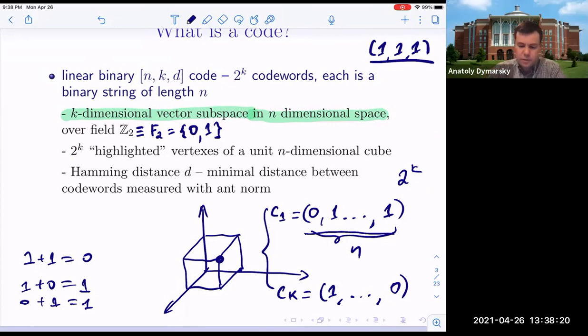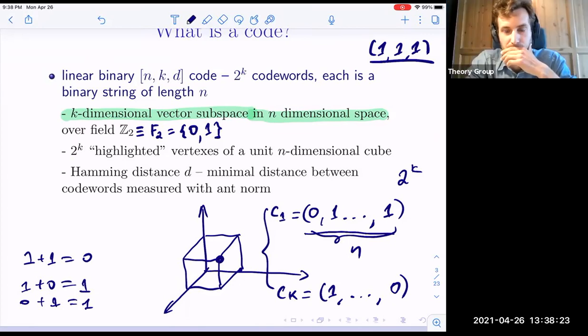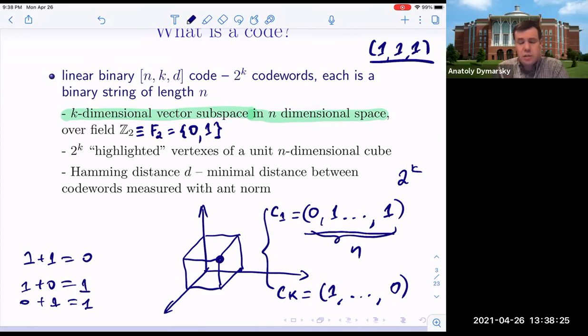Yeah. Thanks. So for code words, you can start labeling vertices on a unit cube. Basically, a classical code is a collection of highlighted vertices on a unit cube. The fact that this is a linear code actually means that you can interpret the highlighted vertices as vectors and start doing linear algebra with those vectors. Now, since this is a linear space, there is always a trivial code word consisting of all zeros. That's the origin.